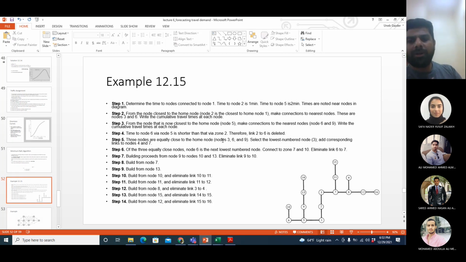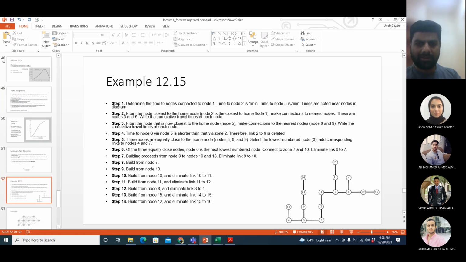For example, you want to connect node 1 to all the other nodes. From node 1, every node is available. So the time from node 1 to node 2 is 1 minute, and the time from node 1 to node 5 is 2 minutes. To go from 1 to 2 it will take you 1 minute, and to go from 1 to 5 it will take you 2 minutes. So from here, if you want to go to node 3, which is connected by node 2, then you will go by this path. You will never take this path. This is the quickest method.